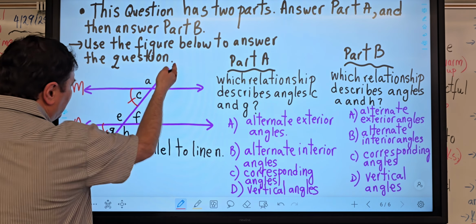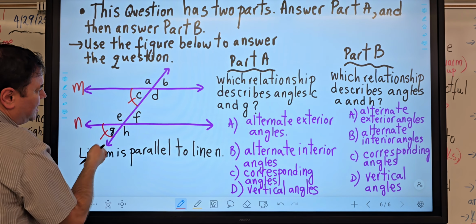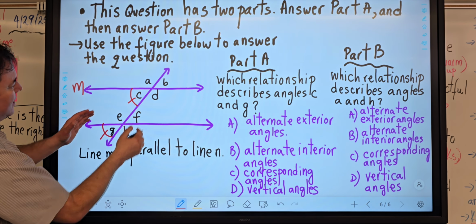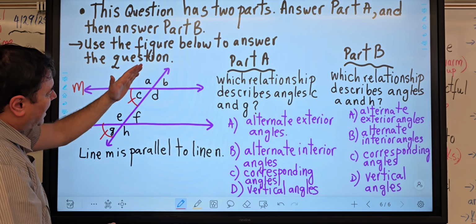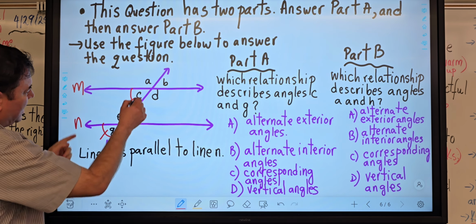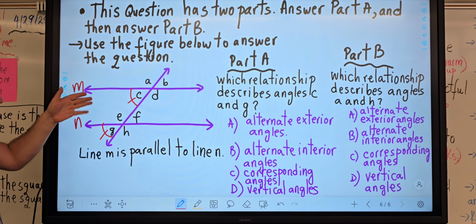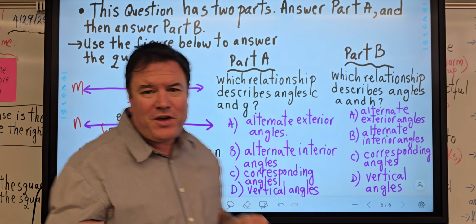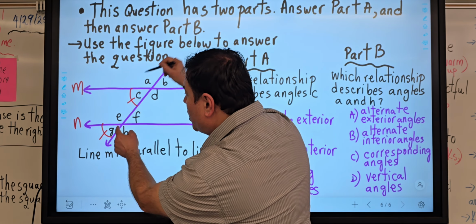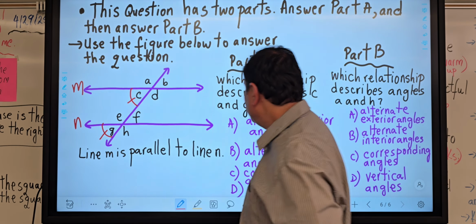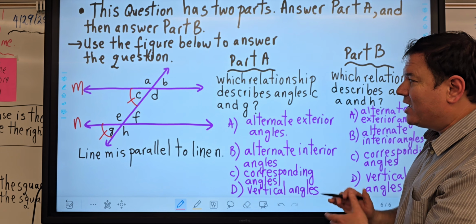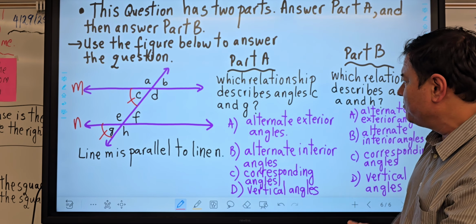Because take a look. When this transversal crosses the 2 parallel lines, you see that it crosses the lines at the same angles. You see that? Because they are parallel lines. So then these angle C and angle G, even as a visual, they look the same, but they have a name. They are called corresponding angles. So let's see if either of these answers are giving us corresponding angles.